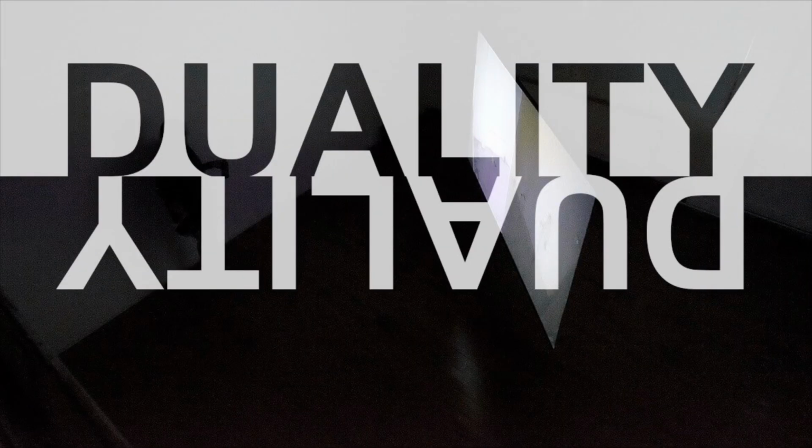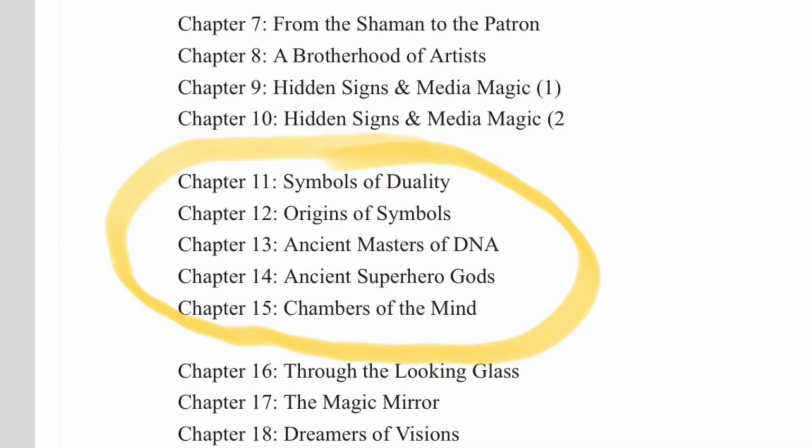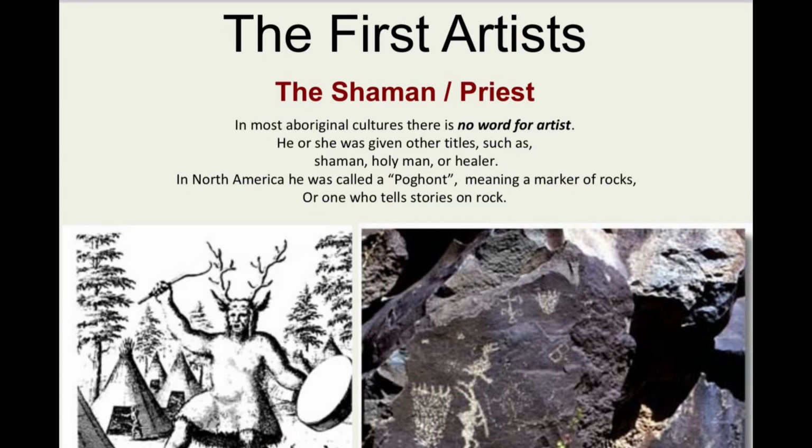One of the things that fascinates me as an image maker or an artist is the idea of duality. There are a couple of chapters in the book. One is called the origins of symbols, and another is called symbols of duality. I try to look at this from an artistic, esoteric, almost shamanic viewpoint, even though I wouldn't claim to be a shaman.